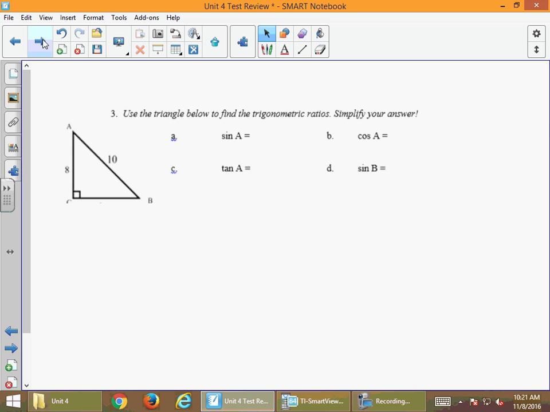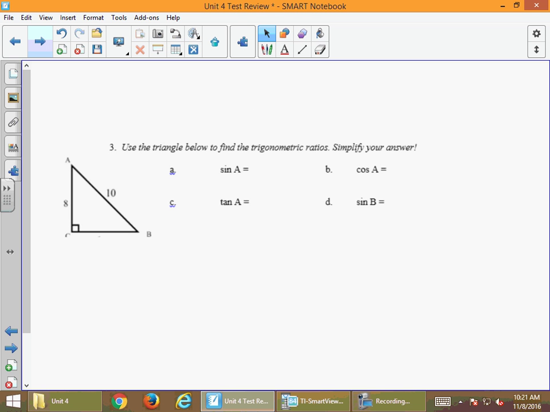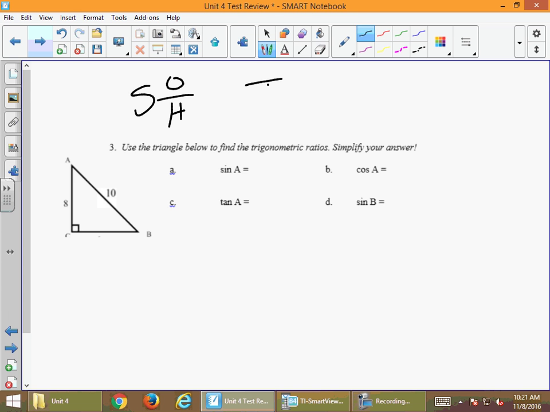All right. Moving on. Flip that paper 180, please. For 3, it says use the triangle below to find the geometric ratios. Simplify your answer. So what should you have written at the top of your paper? SOH CAH TOA, very good. The second you get your test, I would also write this at the top of your paper.